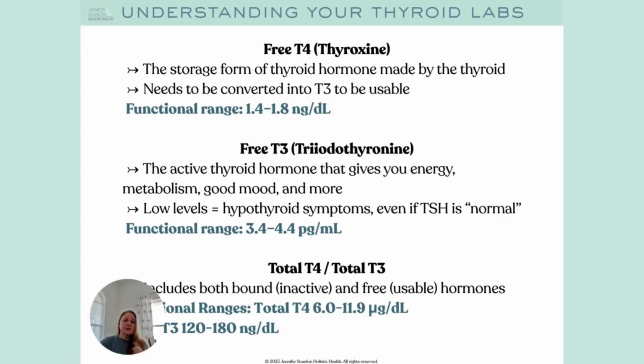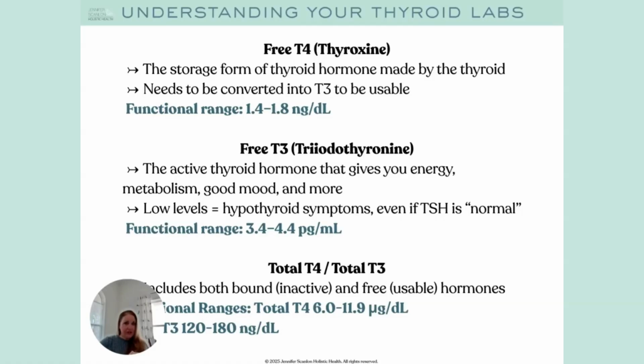The next lab markers we're going to look at are free T4, which is thyroxine, and free T3, which is triiodothyronine. So first, free T4 is the storage form of the thyroid hormone that is made by your thyroid. It needs to be converted into T3 to be usable. The thyroid makes mostly T4 and only a little bit of T3, so most of what your thyroid makes does need to be converted. The functional range for free T4 we want is 1.4 to 1.8 nanograms per deciliter.